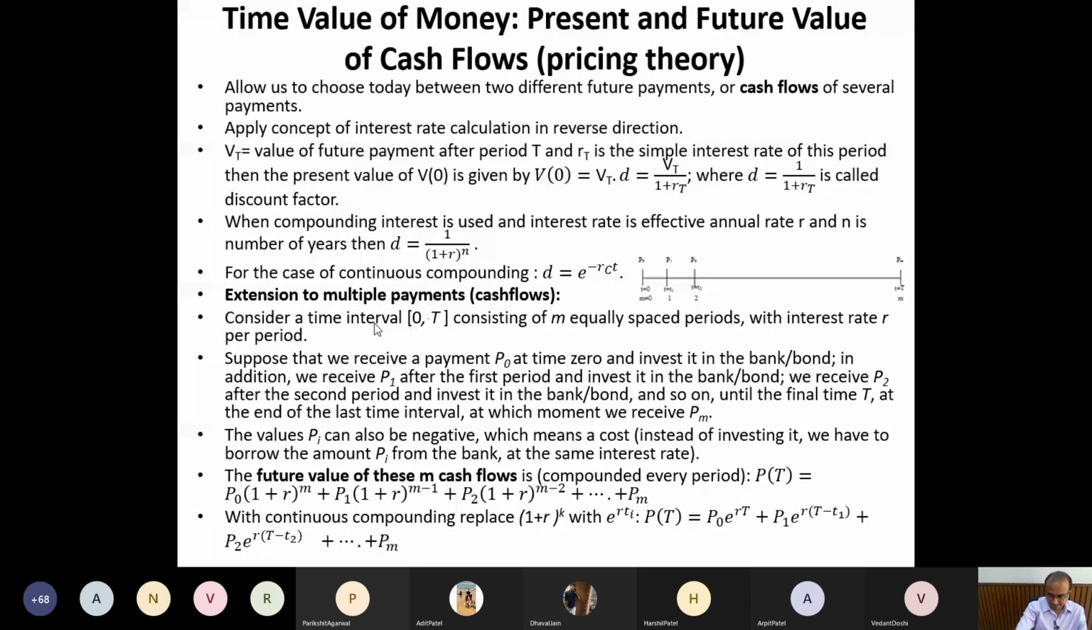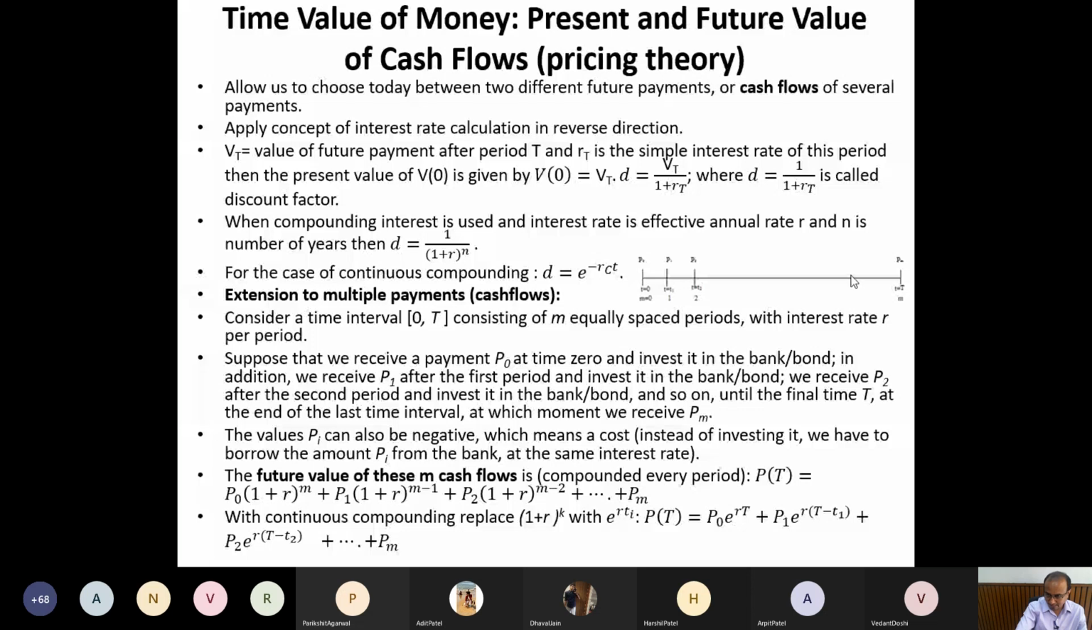Let me consider some time interval 0 to T, where 0 is my present time. Let me have one time axis, say t equal to 0 and t equal to capital T, and it consists of m equally spaced periods. Let me sample it and I have m equal periods. So let me say t equal to 0, t equal to t1, t equal to t2, up to t equal to T.